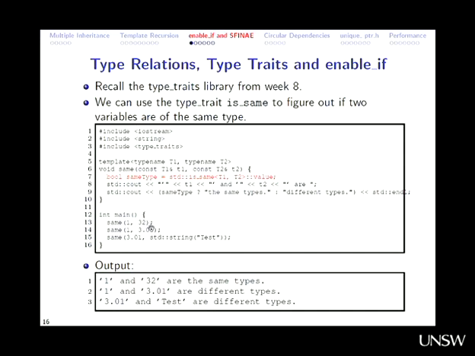So 1 and 3.01 are not the same type. 3.01 and a string, well, I sure hope that those are not the same type. So you can use these type traits to write a function that tells me if things are the same type, okay? Is everyone still with me at this point? Because this is the easy stuff.